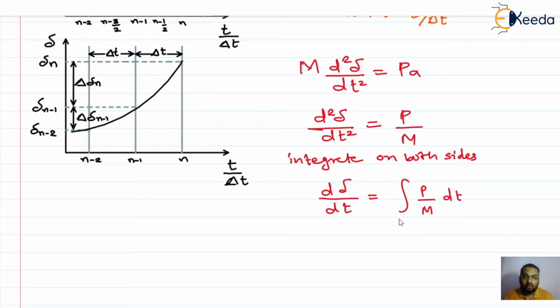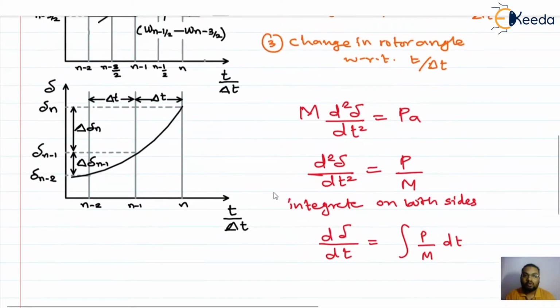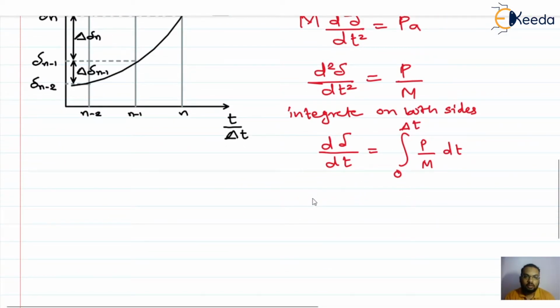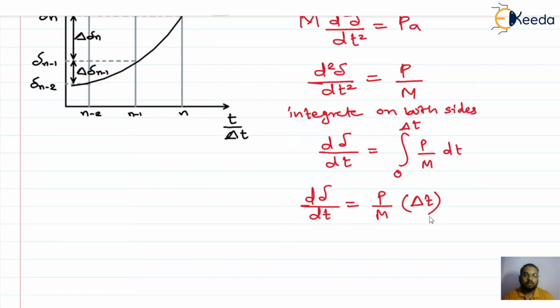Now here we have to apply the time integration limits as well. Let us suppose that we are integrating over one time interval, so the time interval will be 0 to, let's say, delta t. If we solve this, you will get d delta by dt equal to, this Pa by M is nothing but a constant, so we will get this one delta. Let us call this equation number 1.